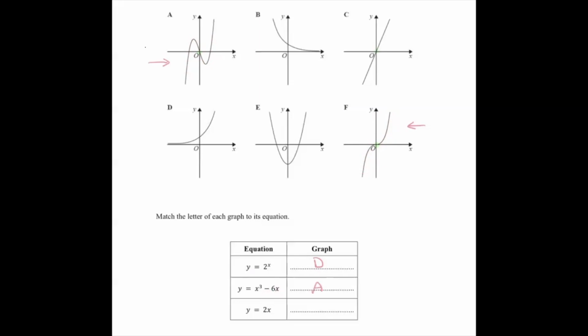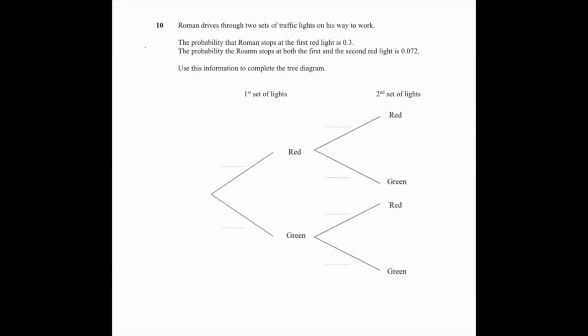And then we've got y equals 2x. Now, a single x creates straight lines. We've only got one with a straight line, so that is C. And our last one in this little mini revision session is our probability. Slightly different. So hopefully you're going to enjoy the problem solving side of this one.